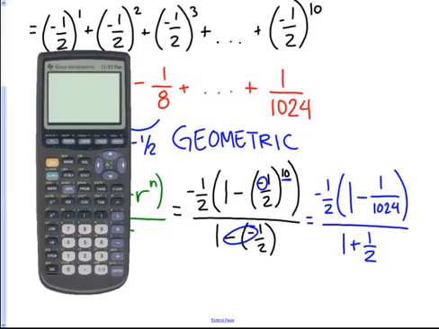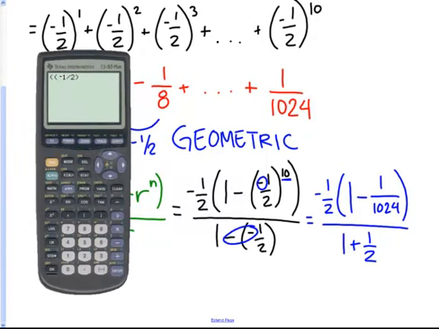I'll pull out my calculator to simplify this. We need parentheses for the whole numerator, then parentheses for negative 1/2, another pair of parentheses for 1 minus 1 over 1024, which we'll also put in its own set of parentheses. Close all of those, and then divide by, oh, that means I put one too many parentheses. If I choose go to, it'll show me where. Let's get rid of some parentheses, so that's the numerator. And then I can divide that whole thing by the denominator, which is 1 plus 1/2.